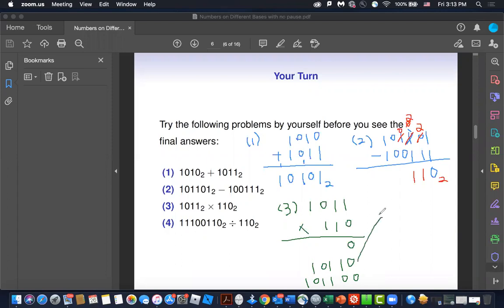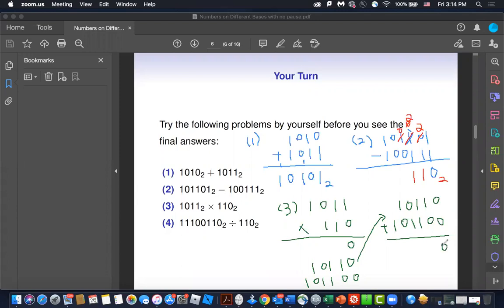Let's move here because we are running out of space. So 1, 0, 1, 1, 0 plus 1, 0, 1, 1, 0, 0.